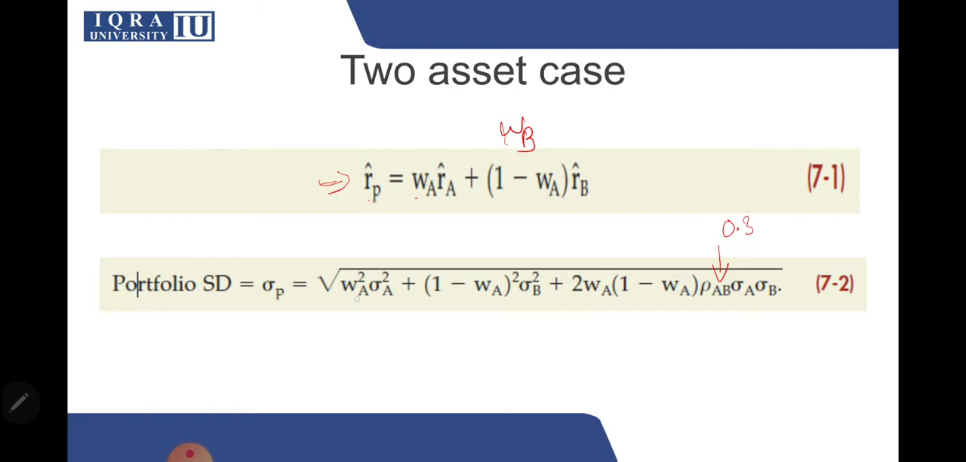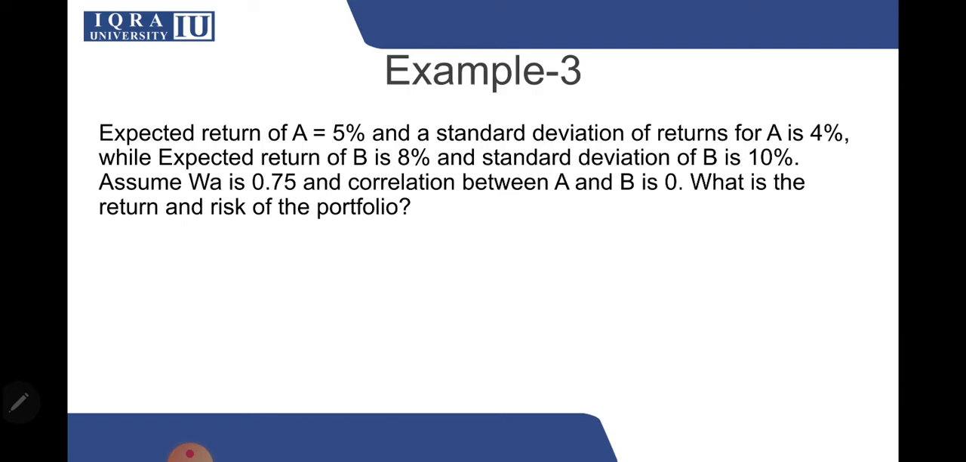So this is the formula where again WA is the weight of stock A, and then the standard deviation of stock A squared. So basically this is a variance because you can see there is a square over here. So the variance of stock A, then you have WB squared, then the variance of stock B, then 2 WA WB, and the correlation between stock A and B, and then the standard deviation of A and the standard deviation of B. So let's look at an example of how we can use this formula.